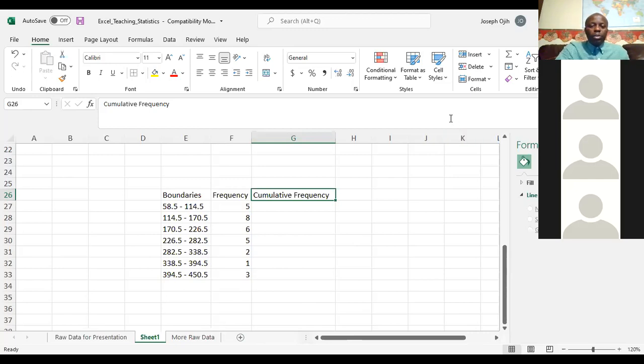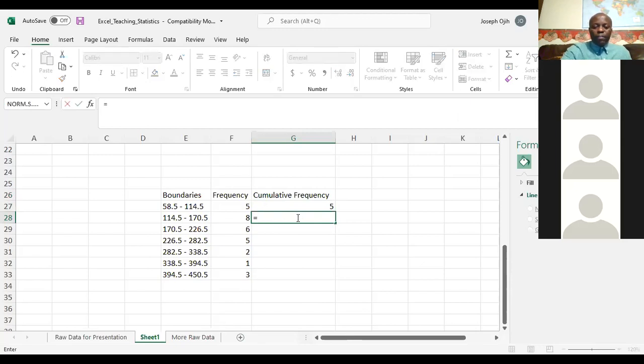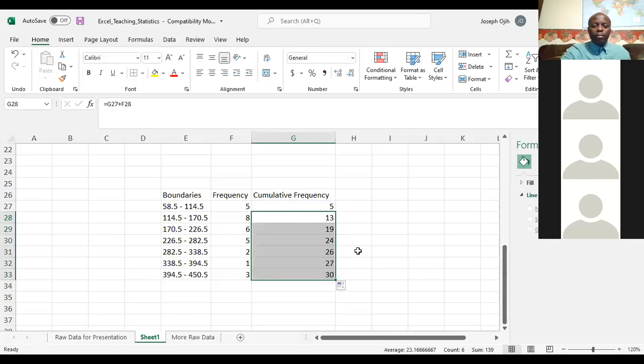Now let's see. Next thing we do is to get the cumulative frequency. Remember, the first one stayed the same, 5, okay? To get the second one, you add the next number, 5 plus 8 gives you the next one. So in Excel, I'll do it very fast. 5 plus 8. That gives you 13. With Excel, when you do the first one, you can copy it down and it will get the rest.